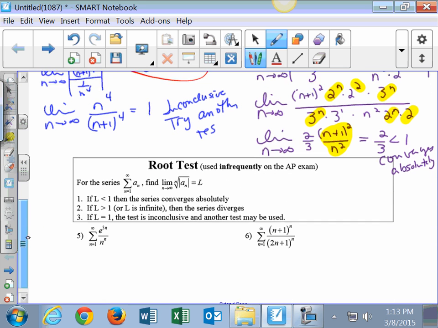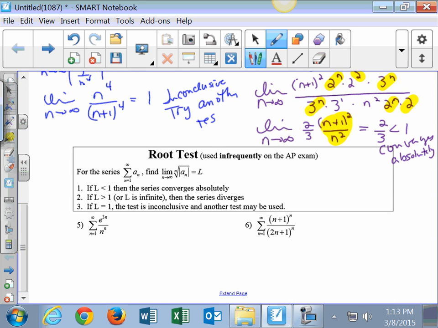Moving on to the next box, I have a root test. The root test, notice right here, is used infrequently on the AP exam. And I always just like to point that out, that this is very rarely used, but hey, we'll go through it anyway because we just need to make sure we have all of our tests here. But once again, the ratio test is the one that's used the most.